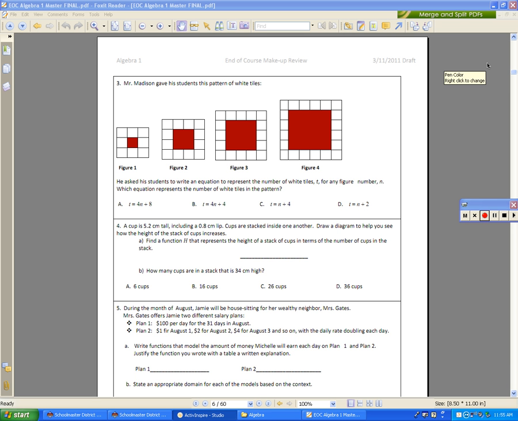Mr. Madison gave his student this pattern of white tiles. So we're only looking at the white tiles. And once again, guess what? We have to come up with a pattern, an equation. Okay? So in day 1, how many white tiles were there?